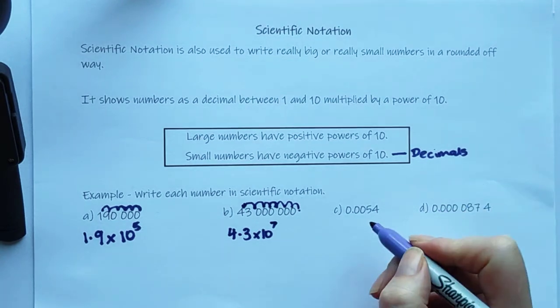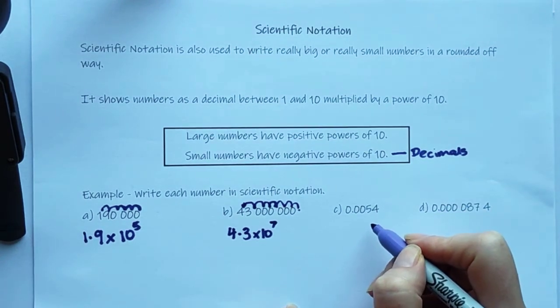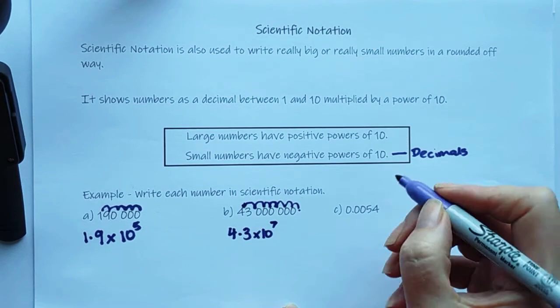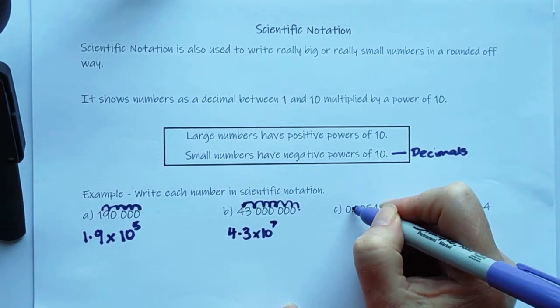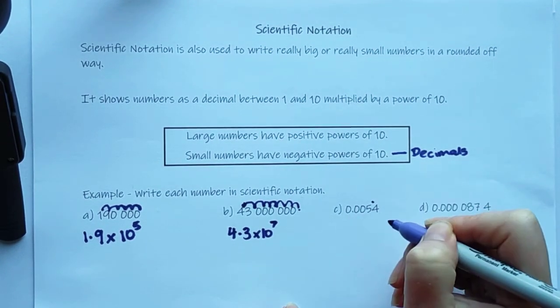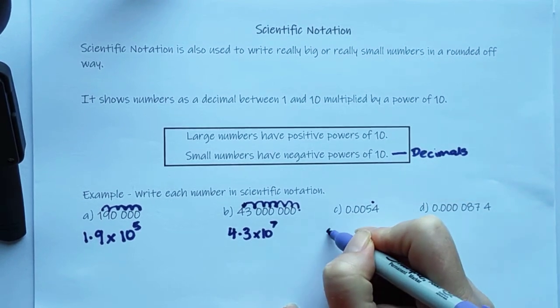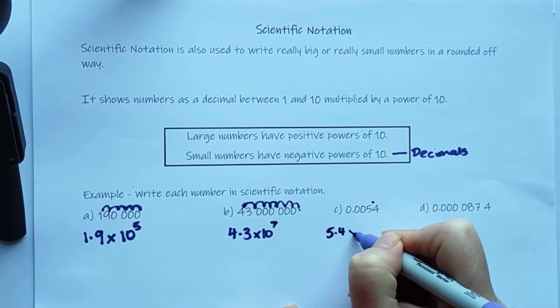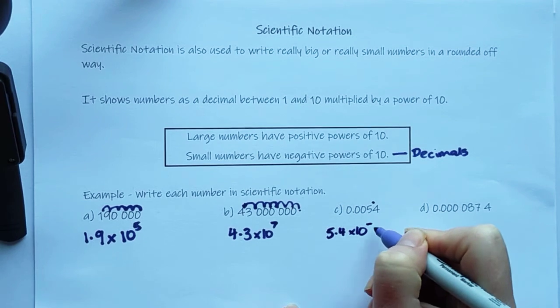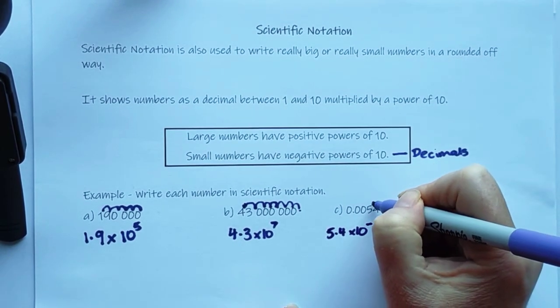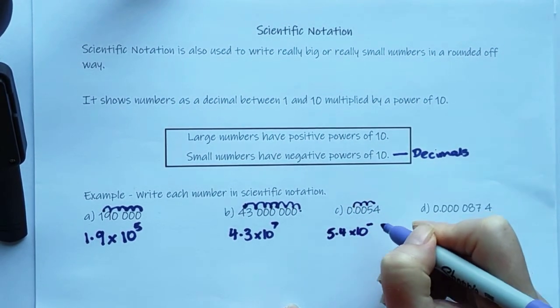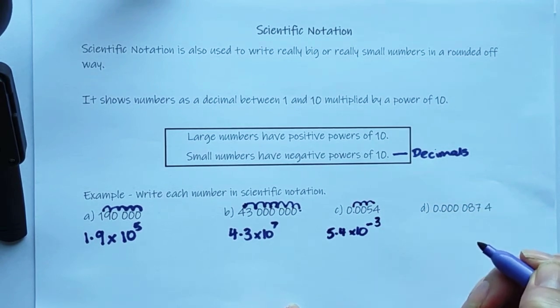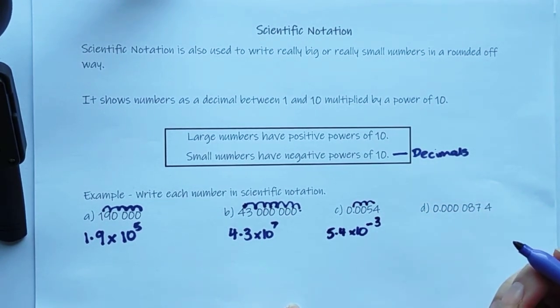Here, these are our decimal ones. So when we write these, we're going to have a negative power in the air. The decimal point's here at the moment. We need to move it between the 5 and the 4. So it's going to be 5.4 times 10 to the power of negative. Count our jumps. 1, 2, 3. It moved 3 places, so it becomes a -3.